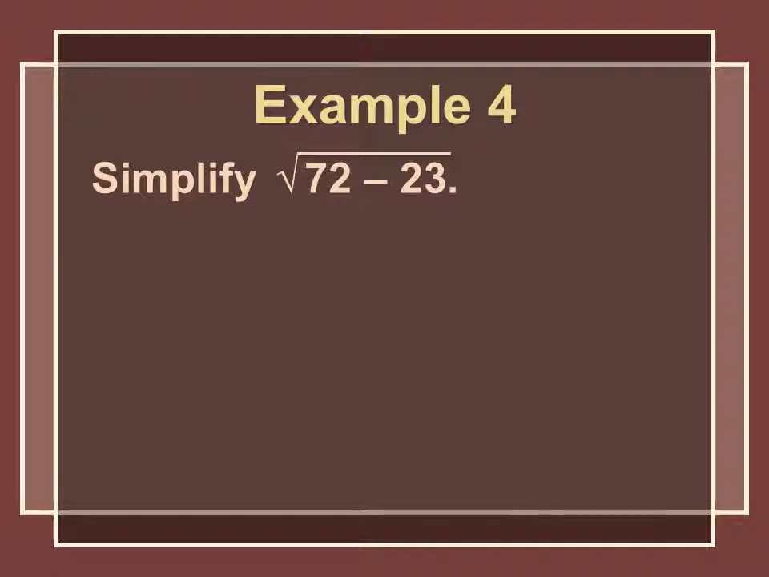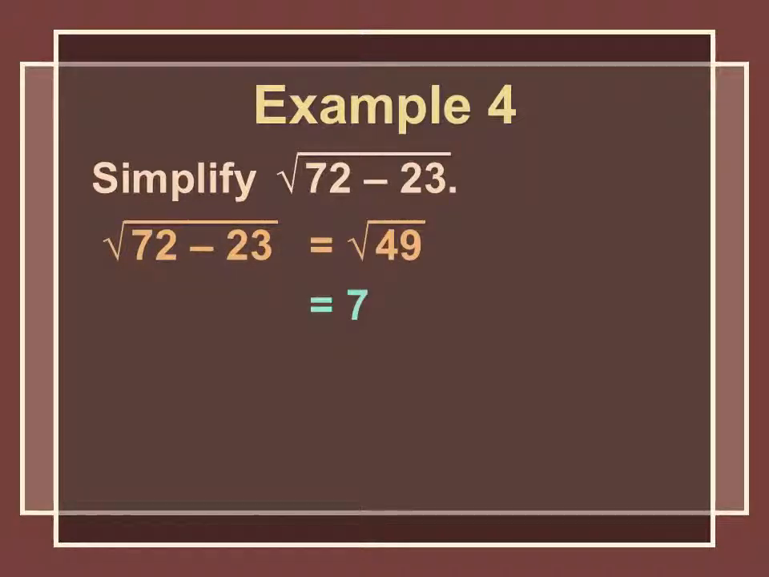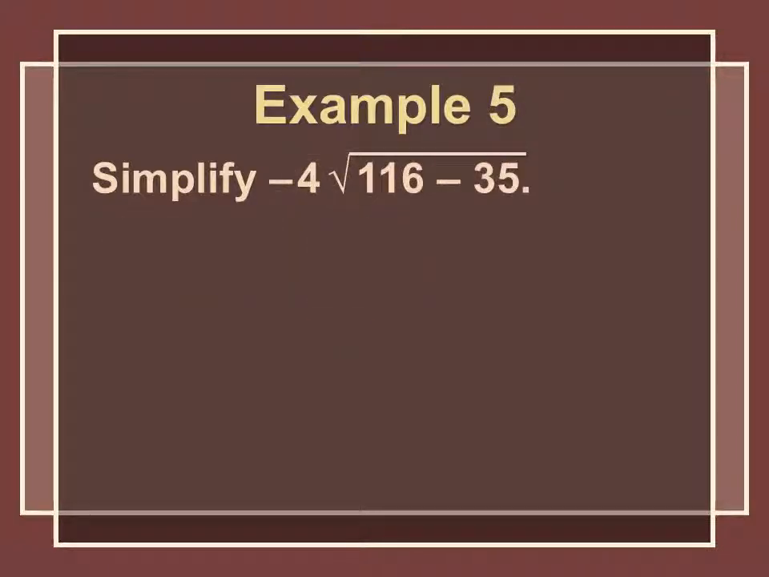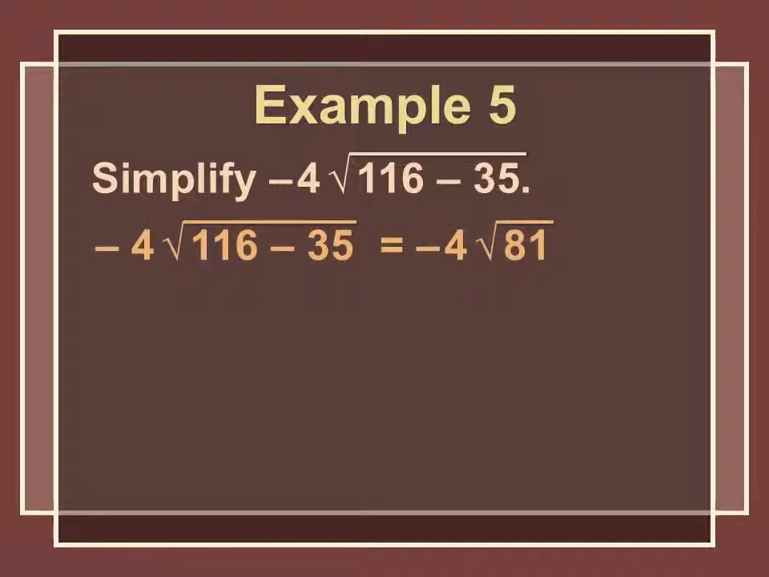Now let's try the square root of 72 minus 23. So notice that the subtraction is actually inside the radical, which means that we want to subtract first and then take the square root. So 72 minus 23 is 49, and the square root of 49 is 7. So for this one, notice there's a negative 4 on the outside. So we're going to multiply after we take the square root, but we can't take the square root until we subtract. So you're going to work from the inside out. 116 minus 35 is 81. And then the square root of 81 is 9. And then negative 4 times 9 is negative 36.